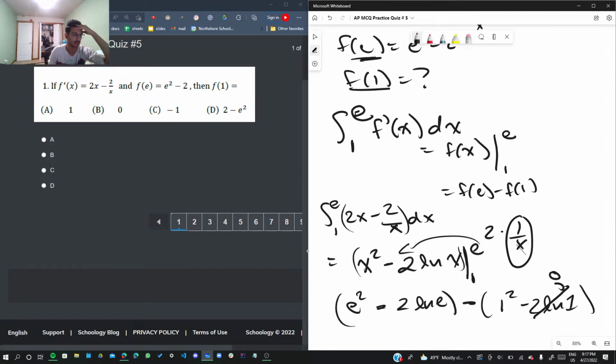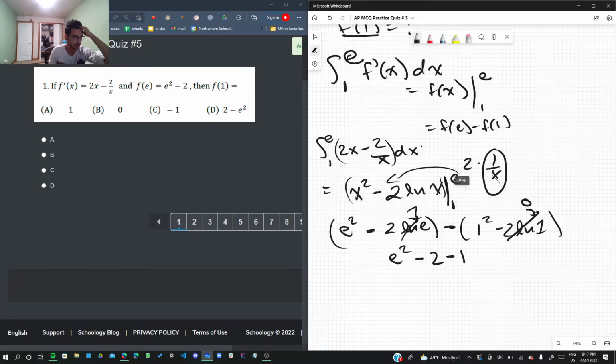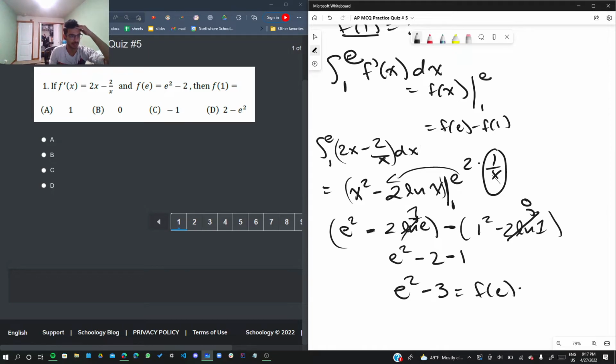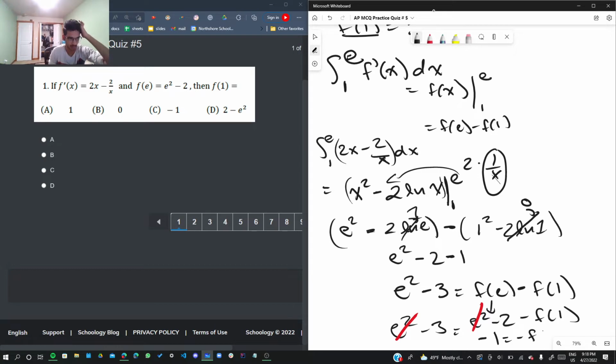Natural log of e is just 1, so what we're left with is e squared minus 2 minus 1. So that is e squared minus 3. And that is equal to f of e minus f of 1, right? And we're given that f of e is e squared minus 2, and we have minus f of 1 right here, is equal to e squared minus 3. So the e squareds cancel each other out. And if you add 2 to both sides, we get negative 1 is equal to negative f of 1, which means f of 1 is equal to 1. So that's A right there.